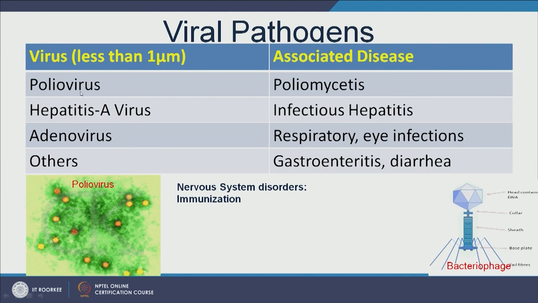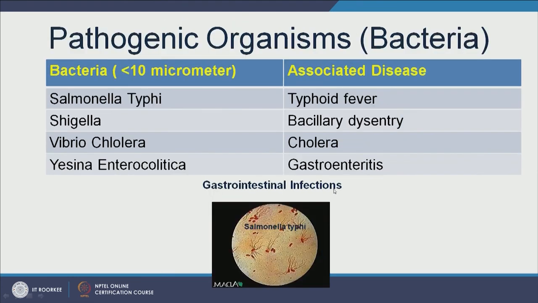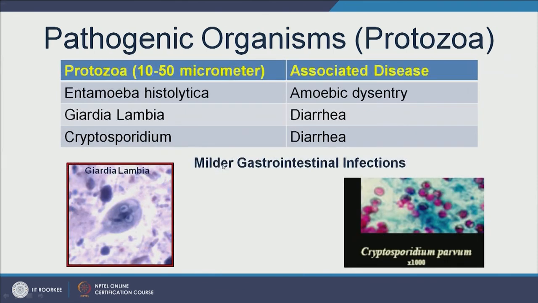So one is poliovirus. We believe we have eliminated polio from our country completely. It causes poliomyelitis, which is a nervous system disorder. Then we have hepatitis A and E, which causes jaundice. Adenovirus, which causes respiratory and eye infections, and then we have many others that cause some serious diarrhea. When it comes to bacteria, we have Salmonella typhi, infamous microbe causing typhoid fever. Shigella causes dysentery. Vibrio cholerae, as the name suggests, causes cholera, which is really severe diarrhea. Yersinia enterocolitica causes gastroenteritis.